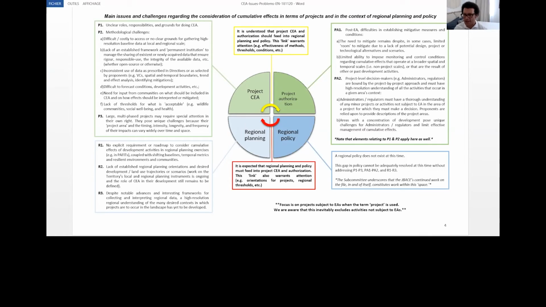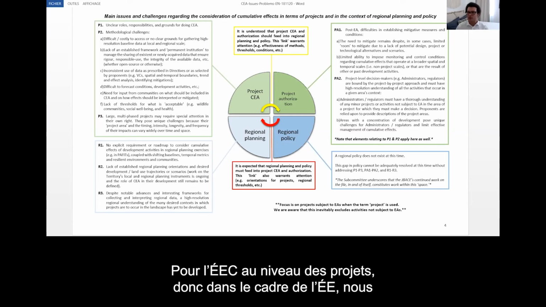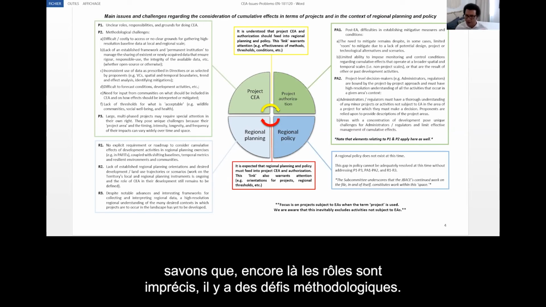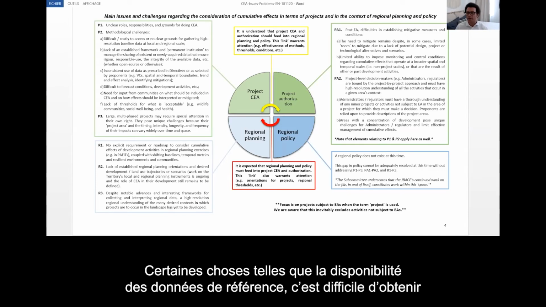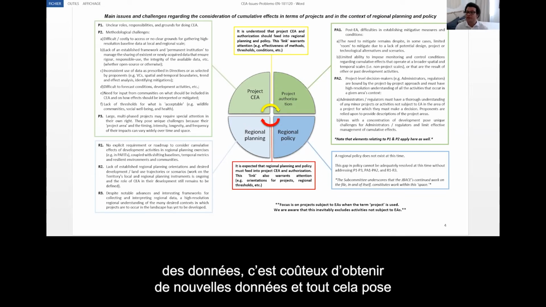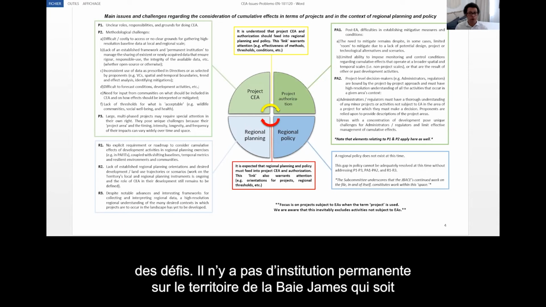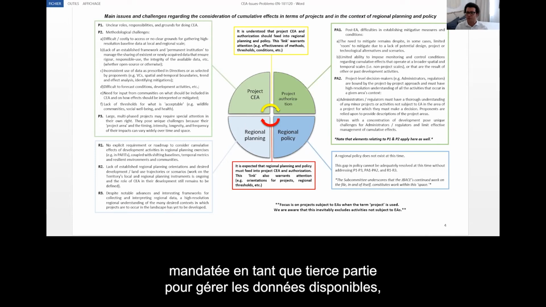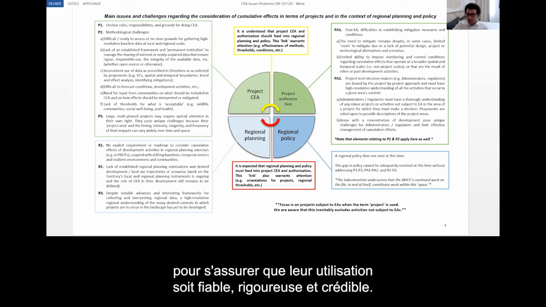Just quickly, you can't see this, I apologize, but for project level CEA, so within the EA procedure, we know that, again, there's unclear roles, there's methodological challenges, things like baseline data availability. It's hard to get data, it's expensive to get new data. That all poses challenges. There's no permanent institution in the James Bay territory that actually is mandated as a third party to govern the data that is available, to ensure its use is robust and rigorous and credible.